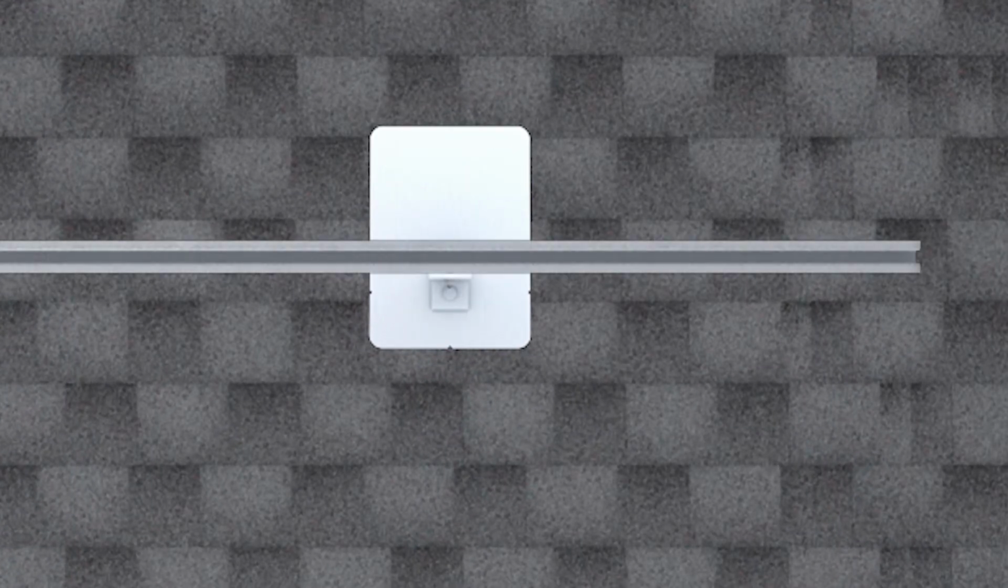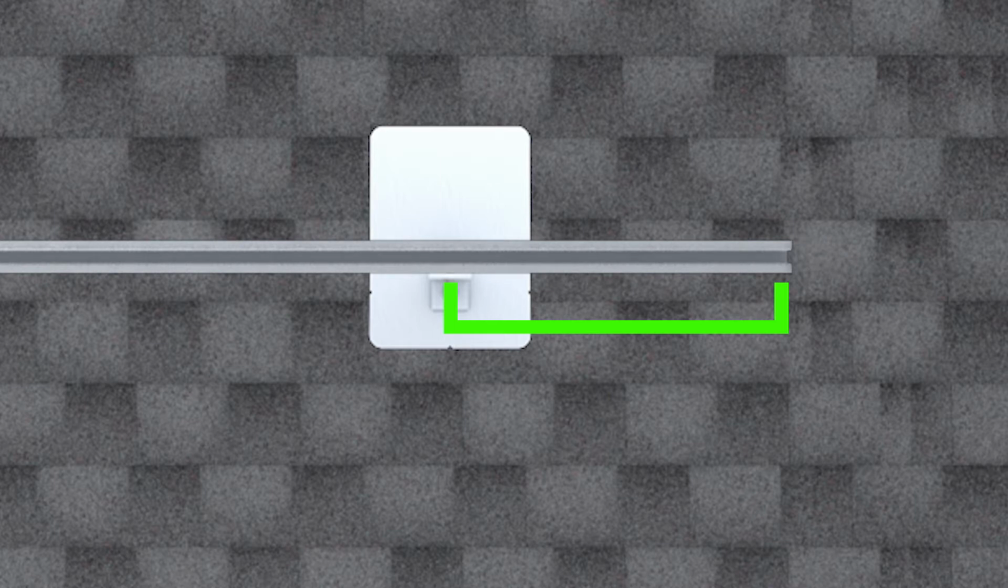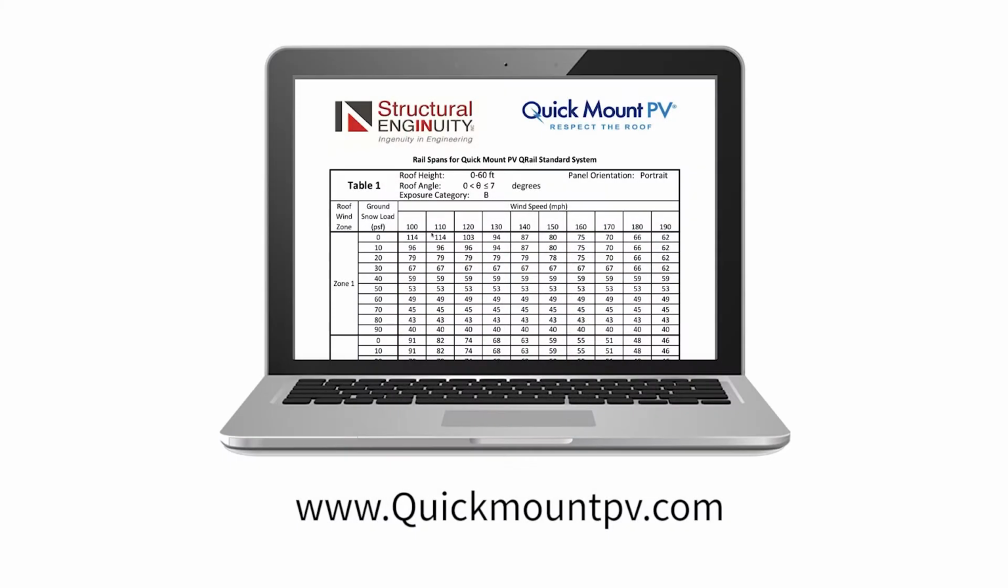The cantilever is determined by measuring the distance between the mounting point of the outermost roof attachments and the end of the rail. They are based on 1/3 of the allowable rail span for the site conditions. They can be found on the span tables and on the QDesign engineering report.